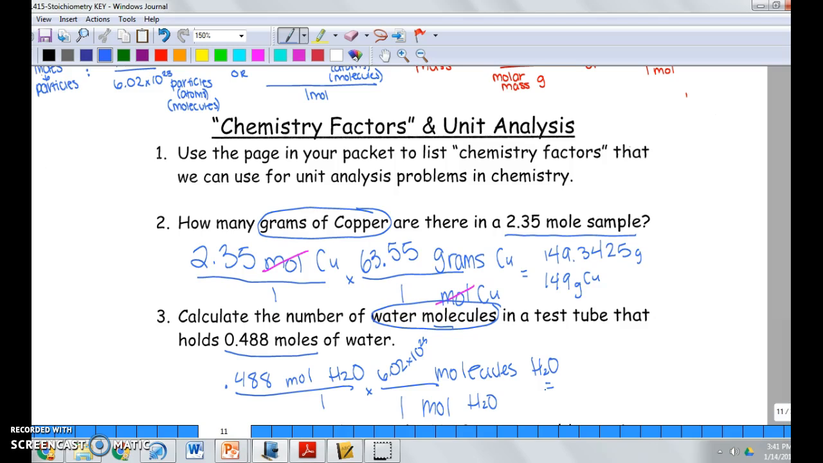Again, I'm going to multiply across the top, and from my calculator, I get 2.93776 times 10 to the 23rd molecules H2O. Again, if you're going to do the sig figs, this has 3 significant figures in it, so our answer should have 3 significant figures. This 7 is going to round our 3 up to a 4, so we end up with 2.94 times 10 to the 23rd molecules of water. And that's how you do a one-step mole conversion.